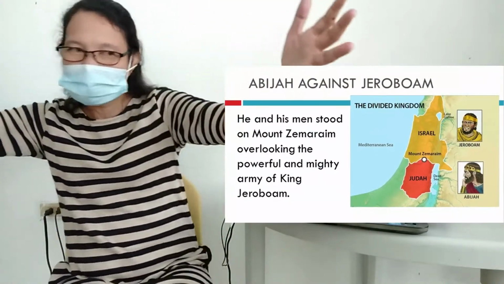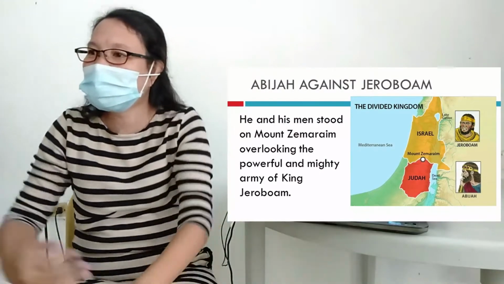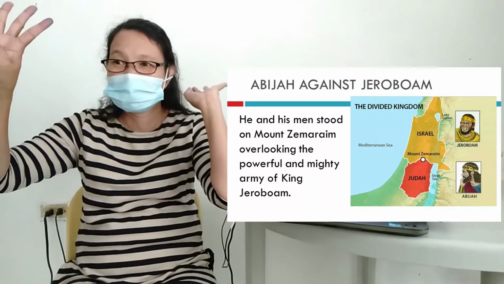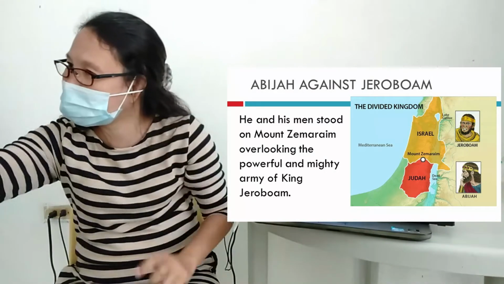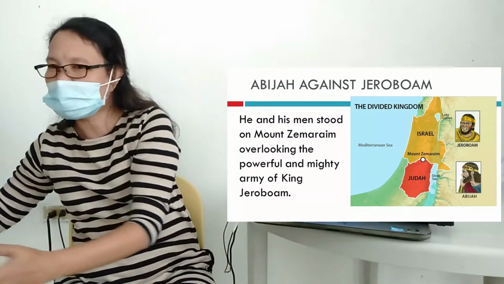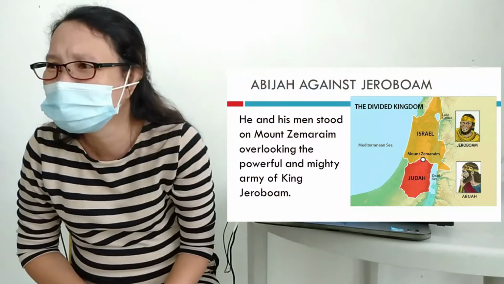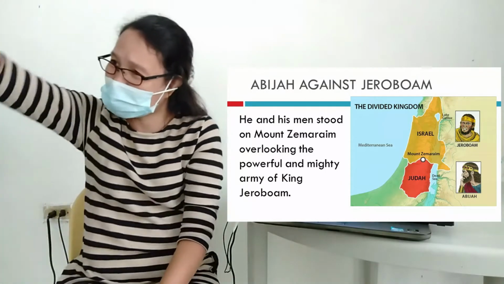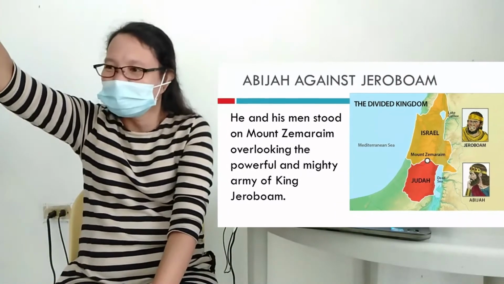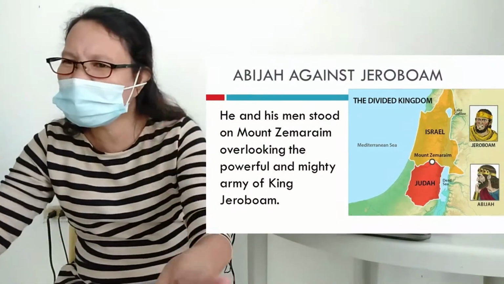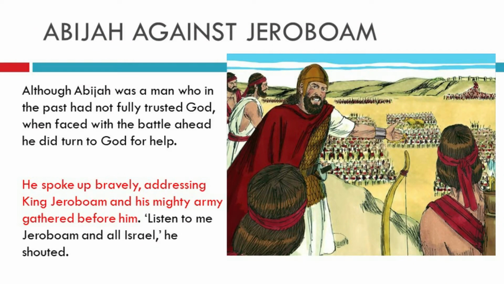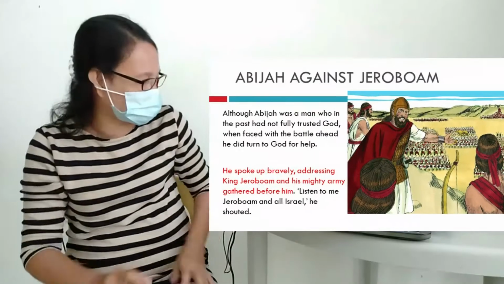Remember, King Jeroboam, how many? 800,000. King Abijah, how many? 400,000. Very good. 800,000, 400,000. Who will win? 800, no? But we will see. Who will win? We will see. Oh, look, there are so many.